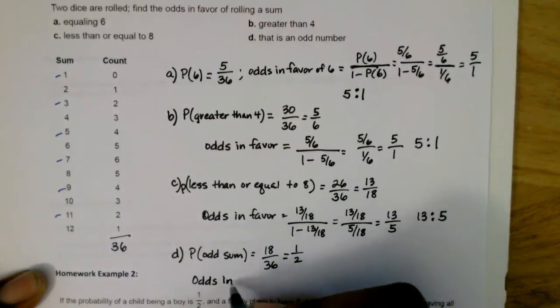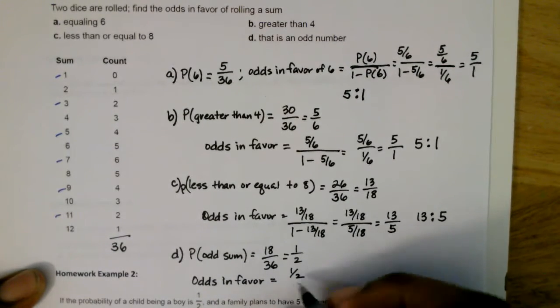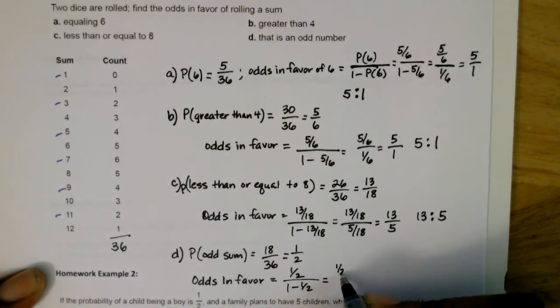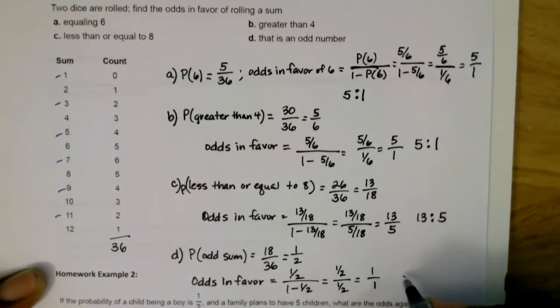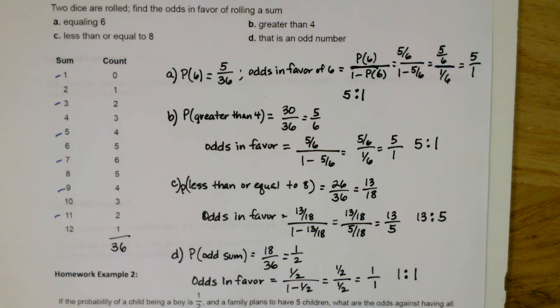So the odds in favor of that happening would be the probability of getting an odd sum, that's 1/2, over 1 minus 1/2. 1 whole minus 1/2 will be 1/2. This will reduce to 1 over 1, which will be, in this case, 1 to 1. So the odds in favor of rolling a sum that's an odd number would be 1 to 1. Or in some cases, we call that even odds, because that's what 1 to 1 odds mean, even odds.